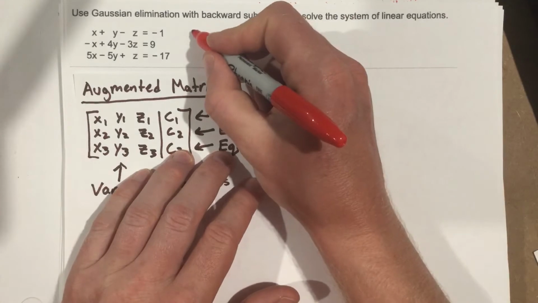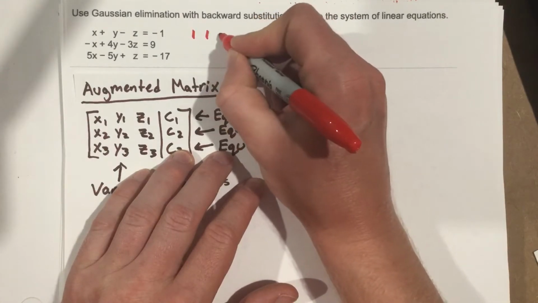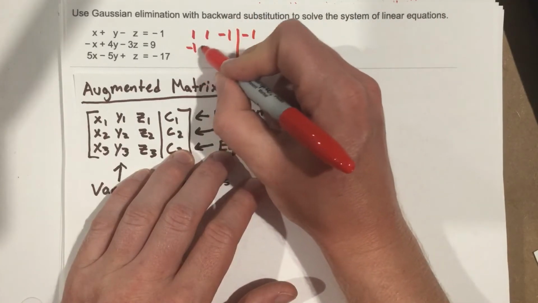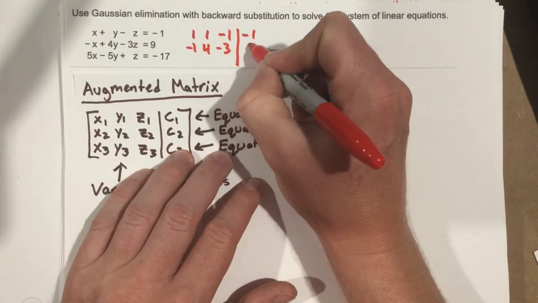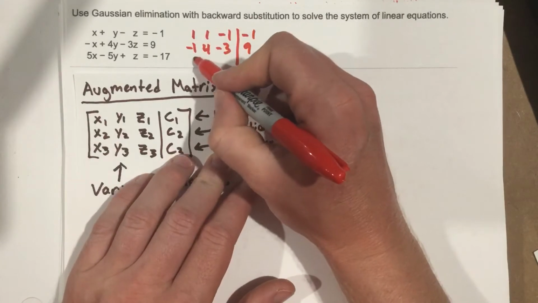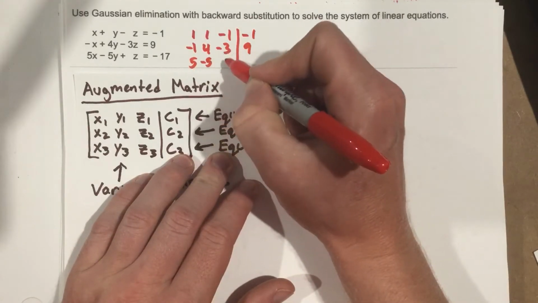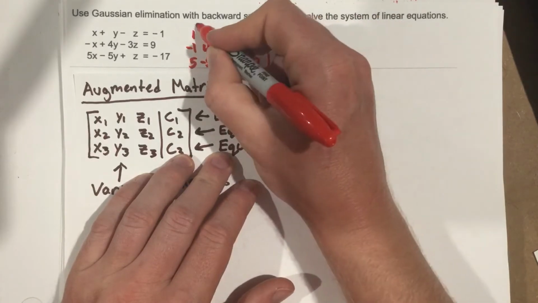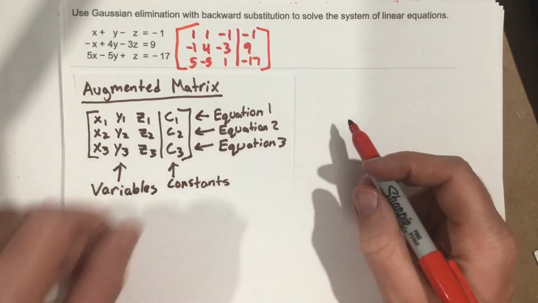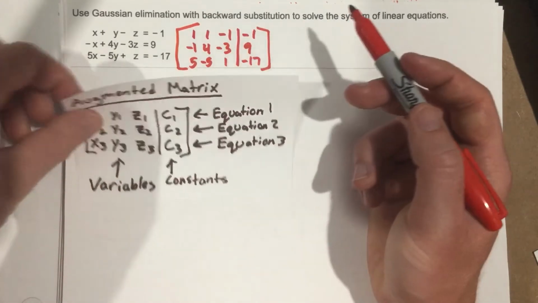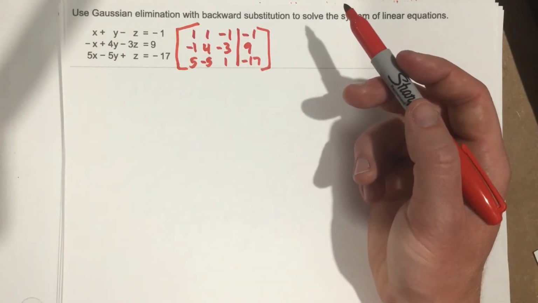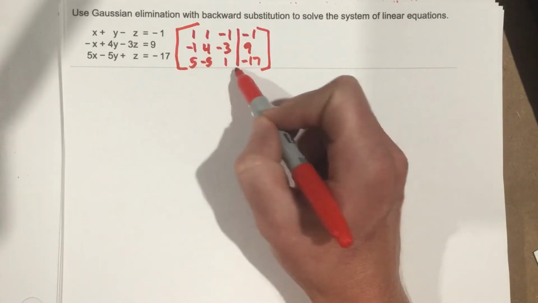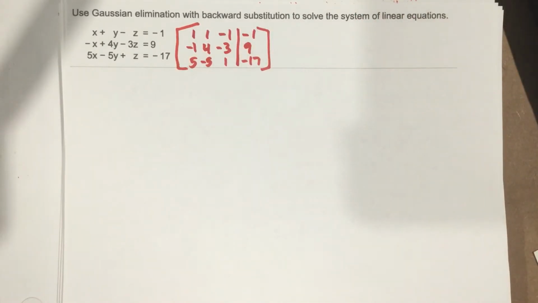So we're going to start by saying 1, 1, negative 1, negative 1, negative 1, 4, negative 3, 9, and then 5, negative 5, 1, negative 17. Now remember, we need to start in the bottom left-hand corner, trying to get that to be 0. Technically we could just start right here and get this one here, but let's start at the bottom. That's just how I like to do things.